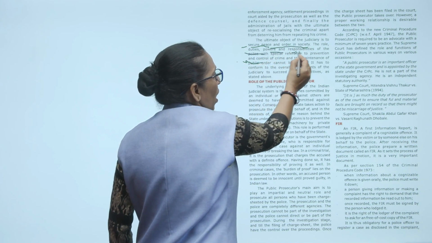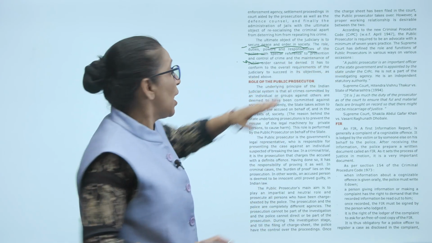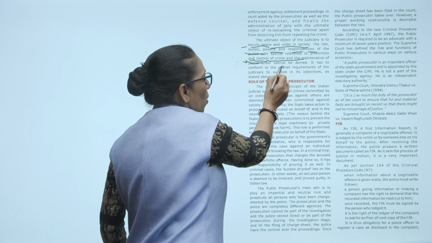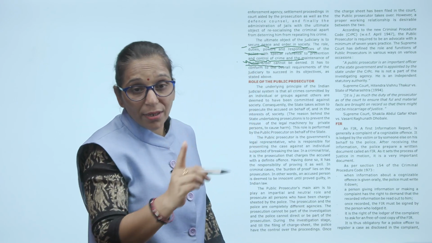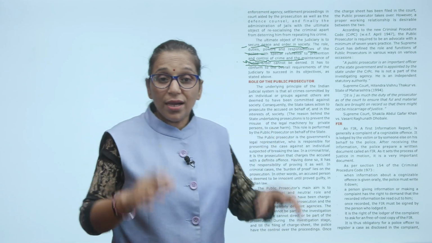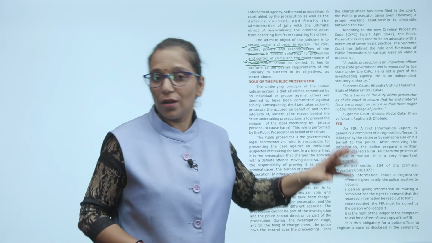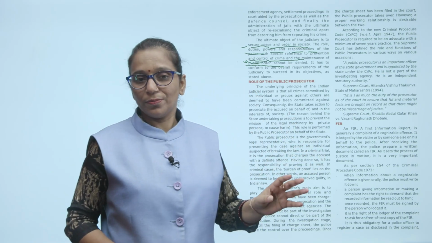The role, duties, power and responsibility of police, with special reference to the prevention and control of crime. Maintenance of public order cannot be denied. Police has to see that there should be peace, there should be the maintenance of law and order in society. It has to conform to the overall requirement of the judiciary to succeed in its objective as stated above. So the judiciary also is the protector of the law. The judiciary also sees whether the police is doing the work properly, whether law and order is being maintained properly in society or not.